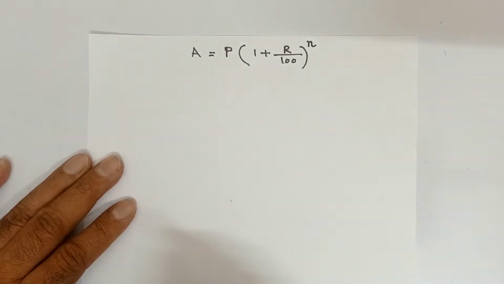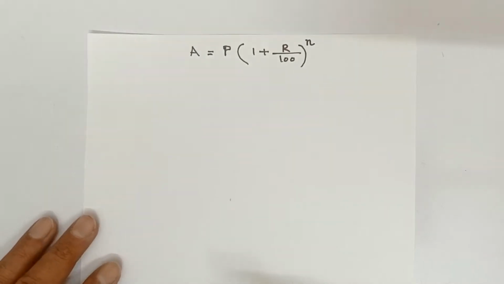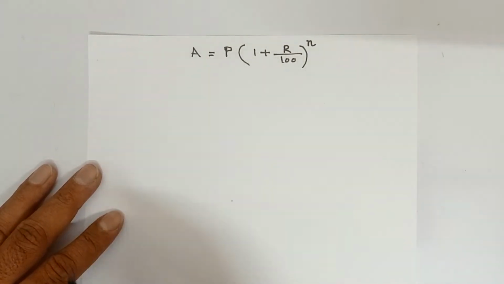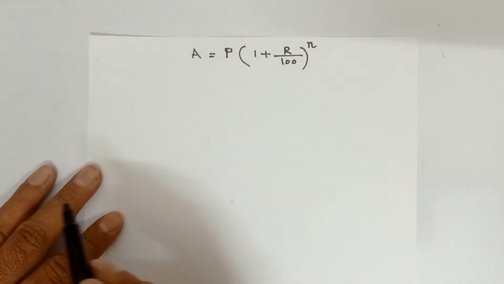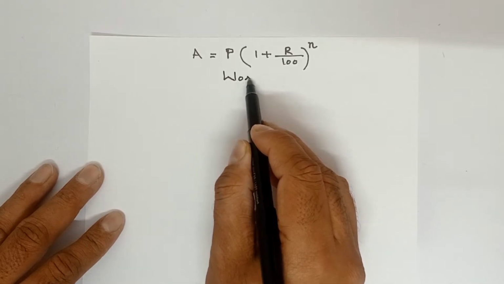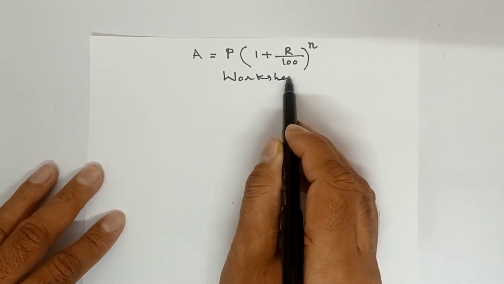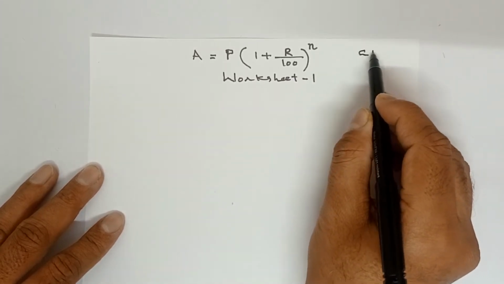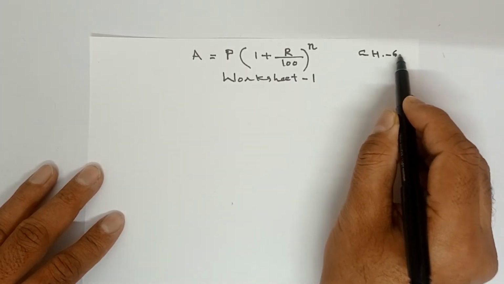N means time. Here for time I am not taking t, it is small n. P stands for principal, R stands for rate, A stands for amount. So we will do worksheet number 1 of this chapter, compound interest, chapter number 6, compound interest, worksheet number 1.